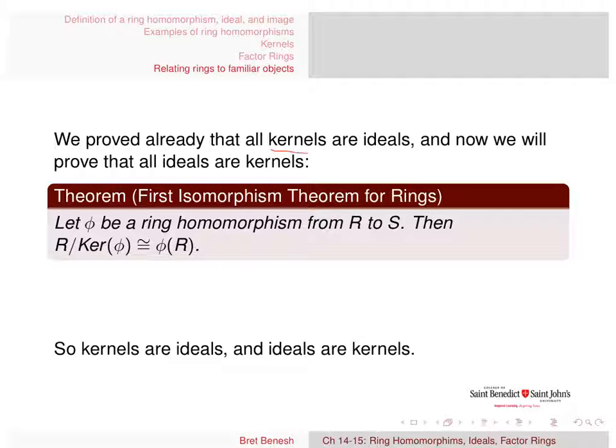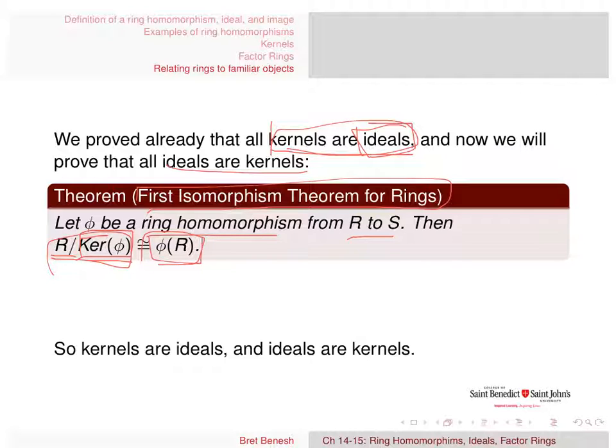So we showed that all kernels are ideals. In fact, we defined ideals to be kernels, basically. We're going to show that all ideals are kernels. And we're going to do this by the first isomorphism theorem for rings. And this should be very familiar. If phi is a ring homomorphism from R to S, then R mod the kernel, and all kernels are ideals, is isomorphic to this. So this quotient is an image.